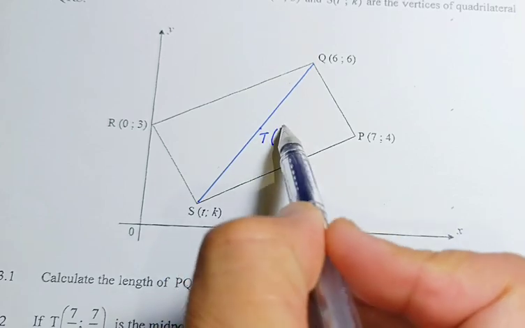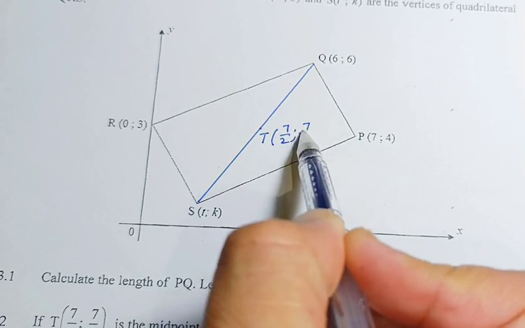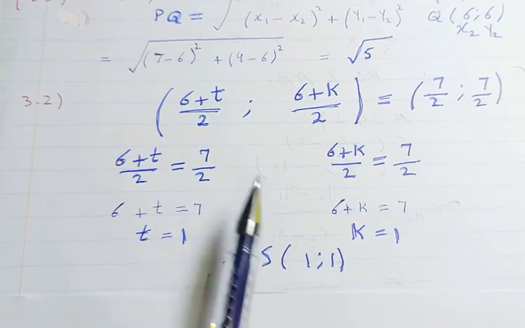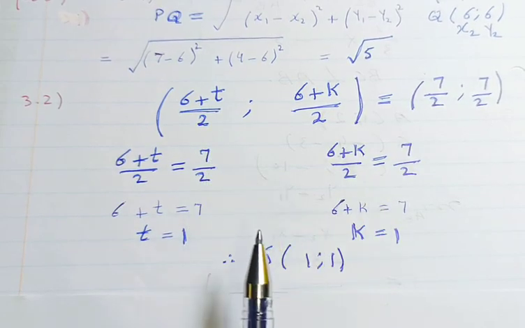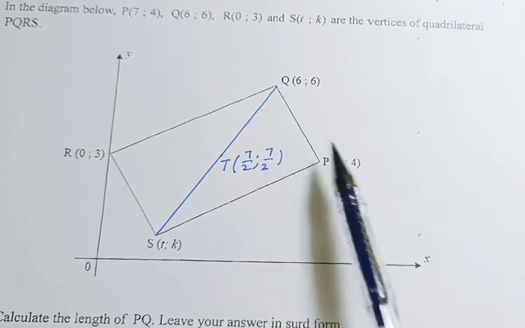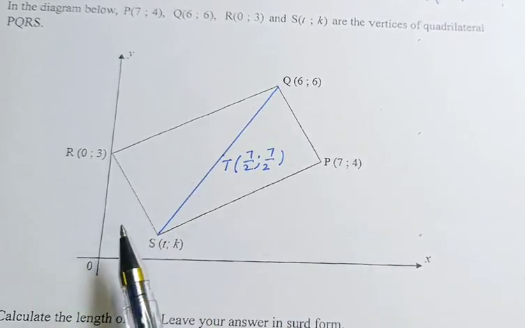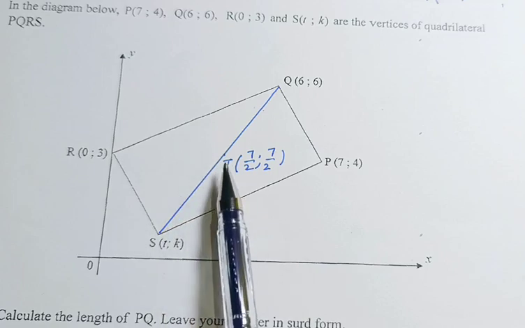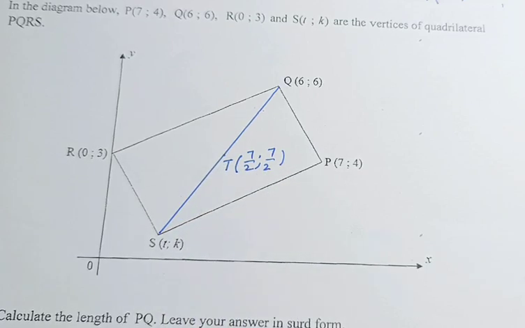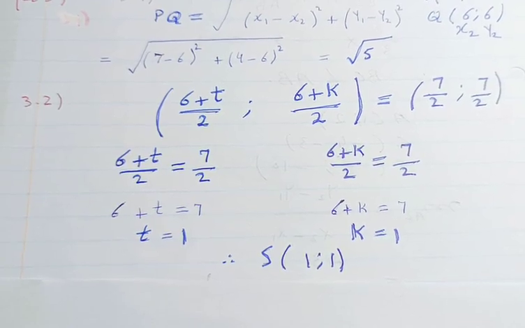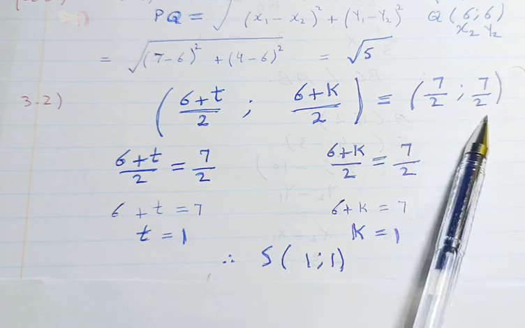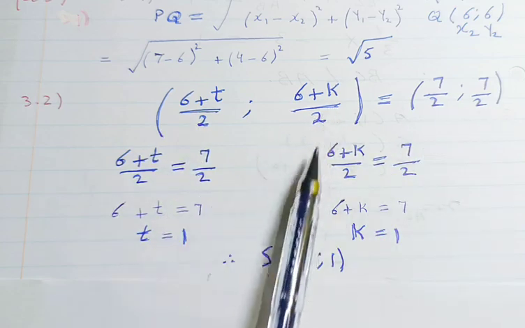We do have T as 7/2 and 7/2. We do have the coordinates of T. So I have to take the midpoint between Q and S, and then equate it with T, because we have the coordinates of T, which are 7/2 and 7/2. By calculation, I'm going to find the coordinates of S. So 6 plus T over 2, 6 plus K over 2, I'm going to equate with 7/2 and 7/2, and X goes with X and Y goes with Y.